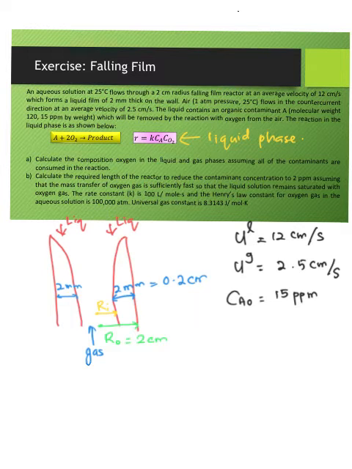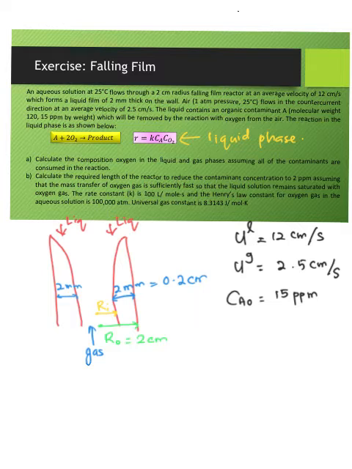Okay, next. First question. Calculate the composition of oxygen in the liquid phase and gas phase, assuming all the contaminants are consumed in the reaction. When we talk about the composition, it means you need to calculate the number of moles, not only the concentration, because the reaction occurs based on the number of moles. We need to determine which reactant is the limiting reactant and which one is in excess, either A or oxygen.